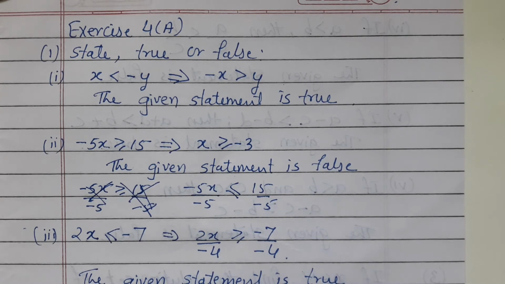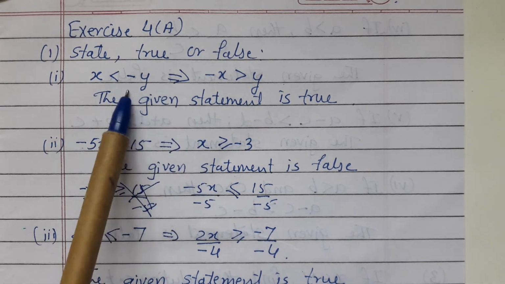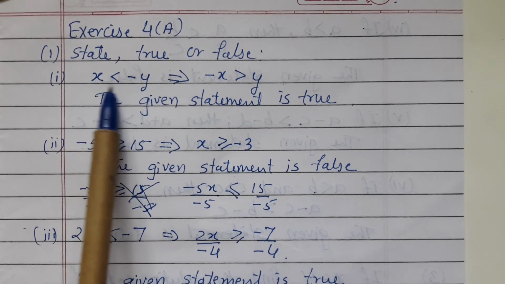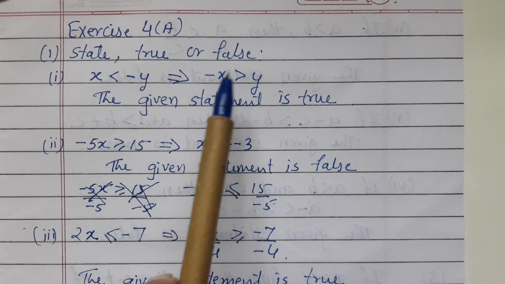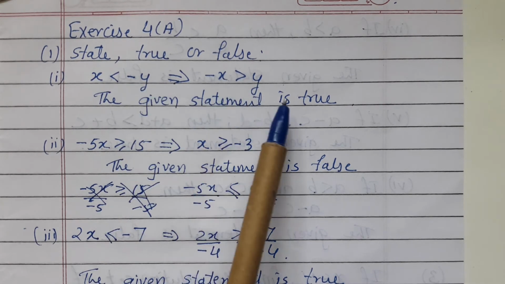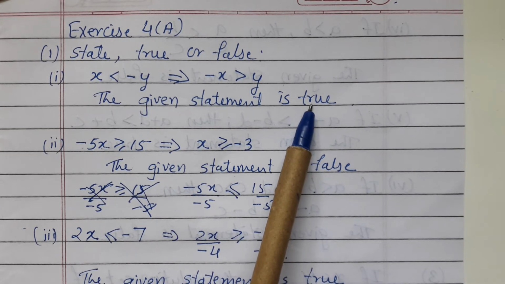Exercise 4a. State true or false. First question, x < -y. Changing the sign, or multiplying by a minus sign, you get -x > y. Yes, so the given statement is true.